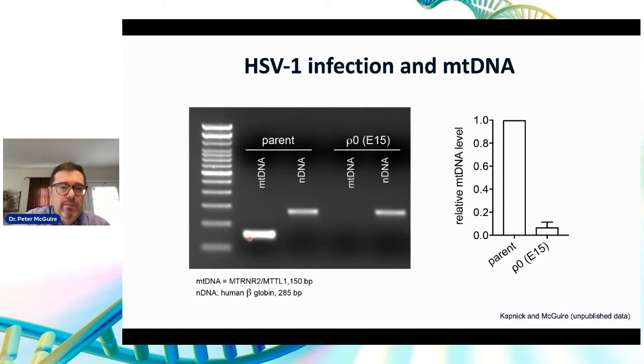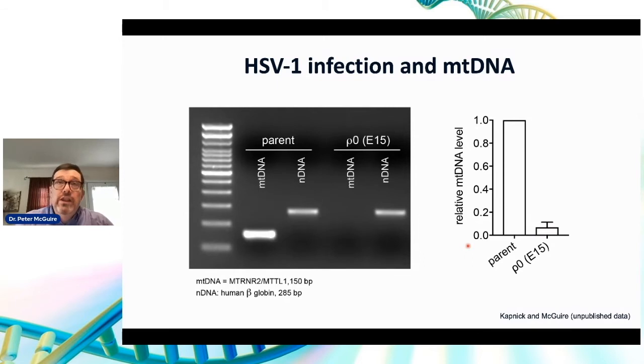And this is the mitochondrial DNA, which I'm showing you here in the control or the parent. And this is the nuclear DNA. And when we put in this UL12.5 protein, what happens is the mitochondrial DNA disappears. So herpes simplex virus, when it infects cells, chews up mitochondrial DNA and gets rid of it, which I'm showing you here on the right. It's very low.